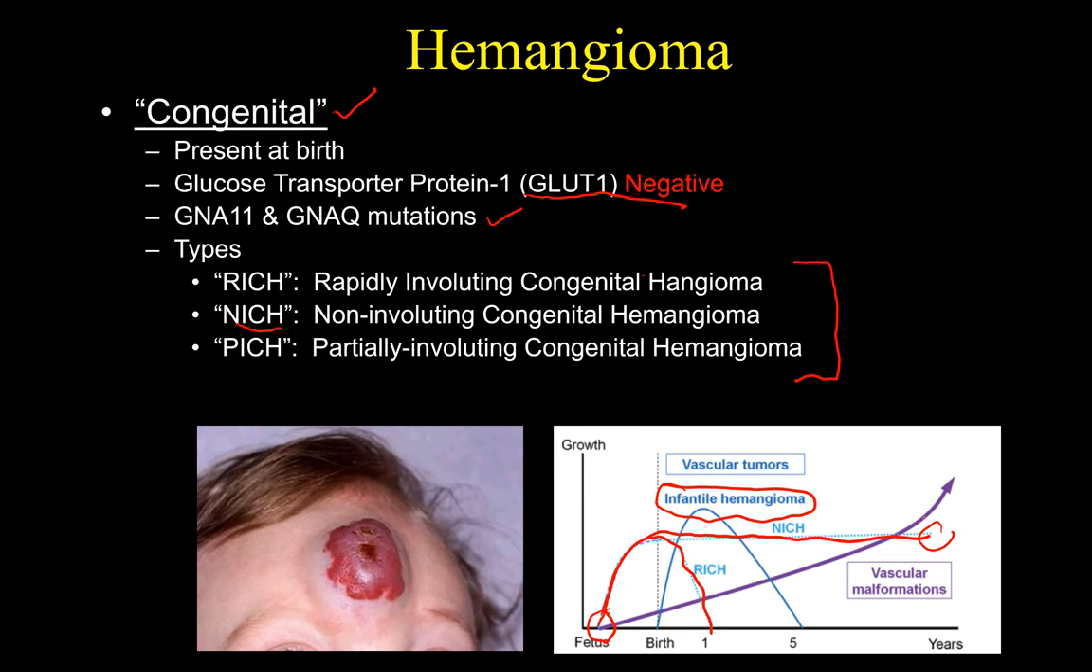And then if you have a fully involuting and a non-involuting, well, then you also have a PICH. You can figure that one out. That's a partially involuting one. So if I had to draw this out, it would probably look something like this, and then maybe it would look something like that. So that is a partially involuting congenital hemangioma.